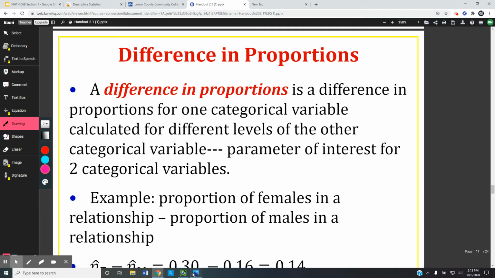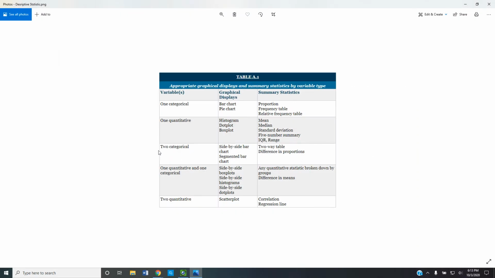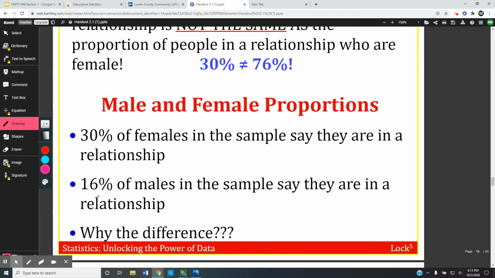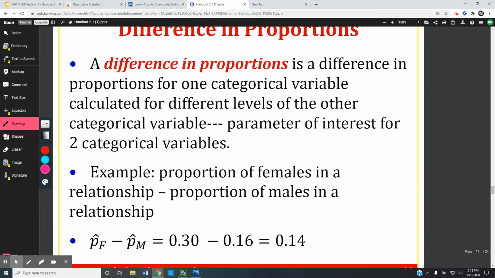If I go back to that little chart I showed you a minute ago, if I have two categorical pieces of data, then a two-way table and a difference in proportion is the summary statistic that we utilize. So my summary statistic becomes a difference of two proportions because I have a 30% and I have a 16% for two different categories that I'm looking at. It says we calculate the difference for the different levels of other category variables and the parameter of interest for two categorical variables. We'll use that wording right there pretty frequently.